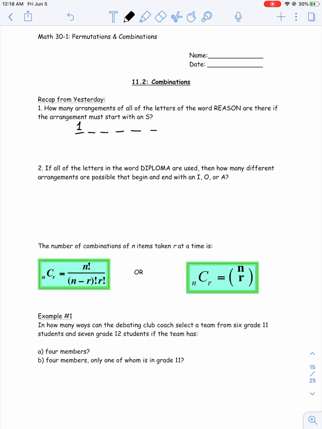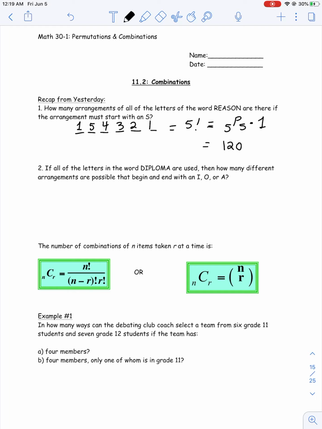And then we have 5 letters left, so that's going to be 5, 4, 3, 2, 1. So one way to write this would be 5 factorial, but that's also equal to 5P5 times 1. So that would be a way of writing this, and all of these would give you the answer of 120 different arrangements.